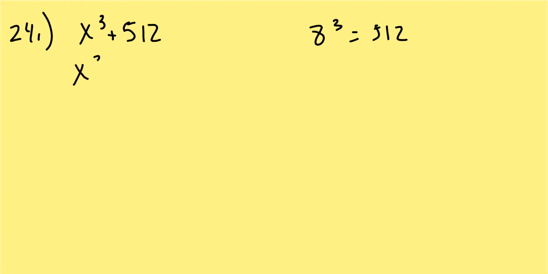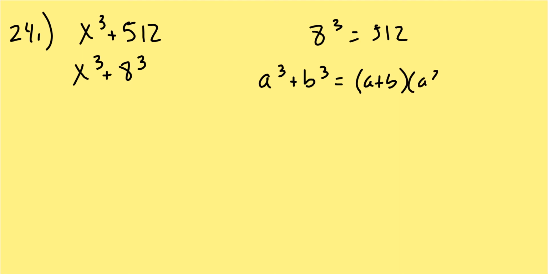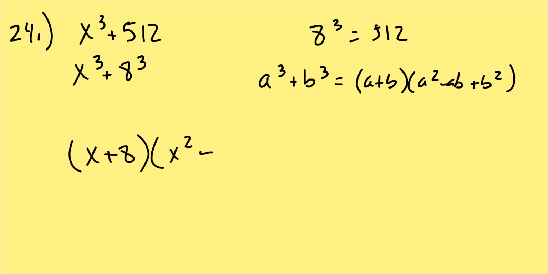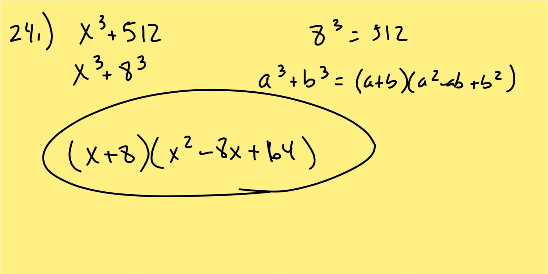So I'm going to rewrite this as x cubed plus 8 cubed. Now I'm going to use my formula, a cubed plus b cubed equals a plus b, then a squared minus ab plus b squared. So my answer is going to be x plus 8, and then x squared minus 8x plus 64. And that's it for 24.